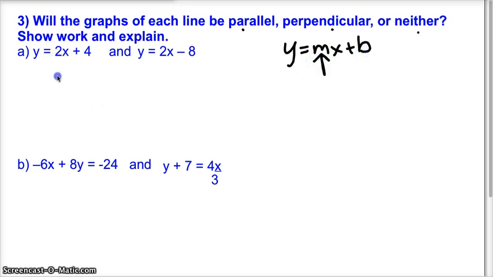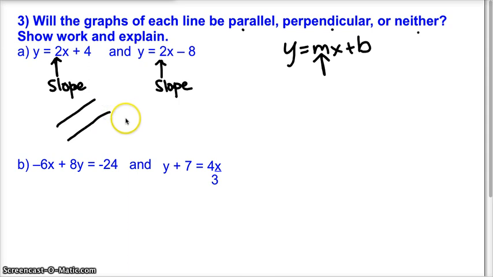If you look at letter A, here's your slope, it's 2. And in the second equation, here is our slope, it is also 2. So because these are the exact same number, that means that the lines will have the same rise over run, so they'll never touch. So these lines are indeed parallel. An explanation is that they have the same slope.